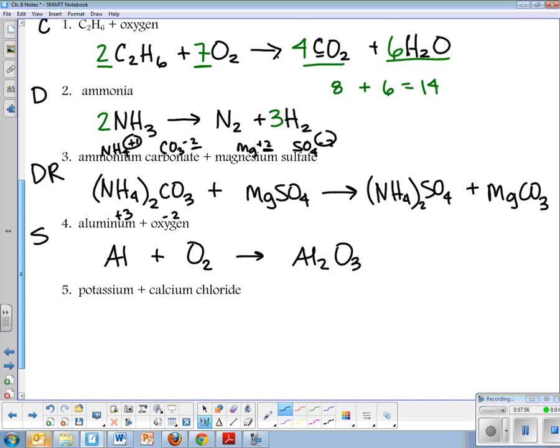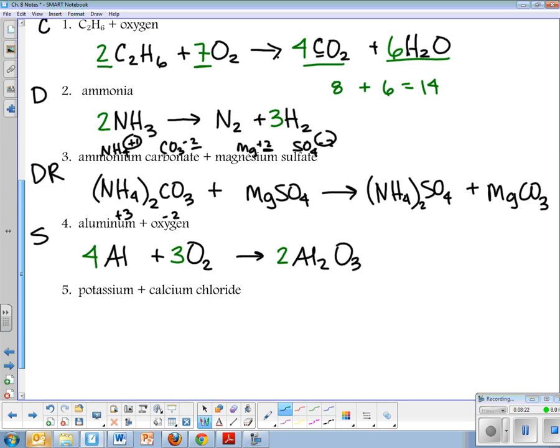Okay, to balance this, I'm gonna put a 2 in front of the aluminum because I got 2 on the product side. Oh, well, my oxygens are 2 and 3. So I gotta multiply them both by something to get the same number. Well, 6 is the lowest number they both go into. So 2 times 3 is 6. 3 times 2 is 6. And that affected my aluminum, so I'm gonna come back here and change this to 4.